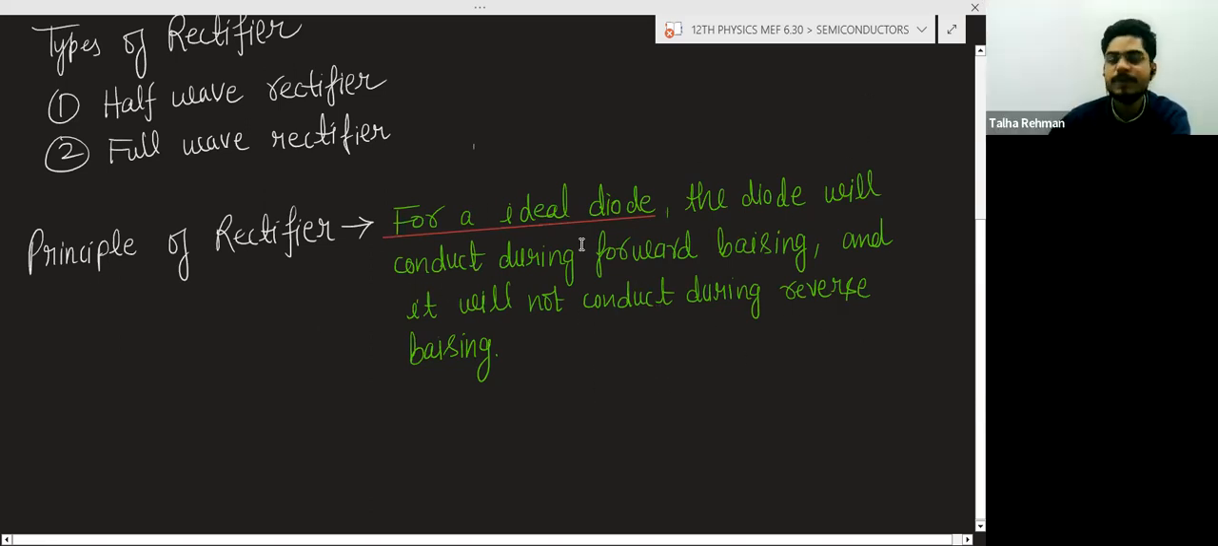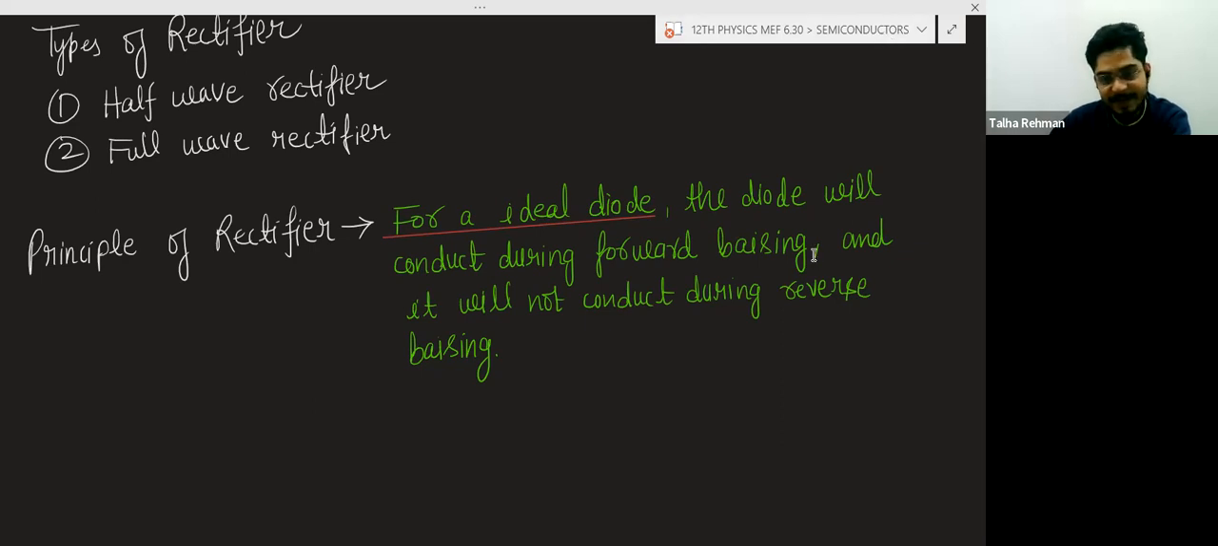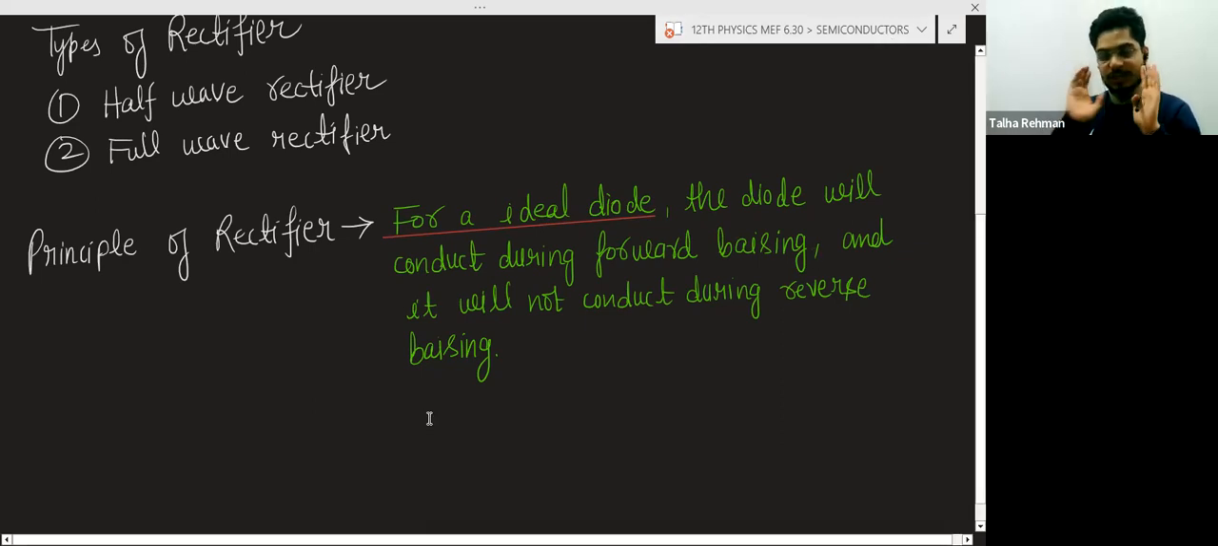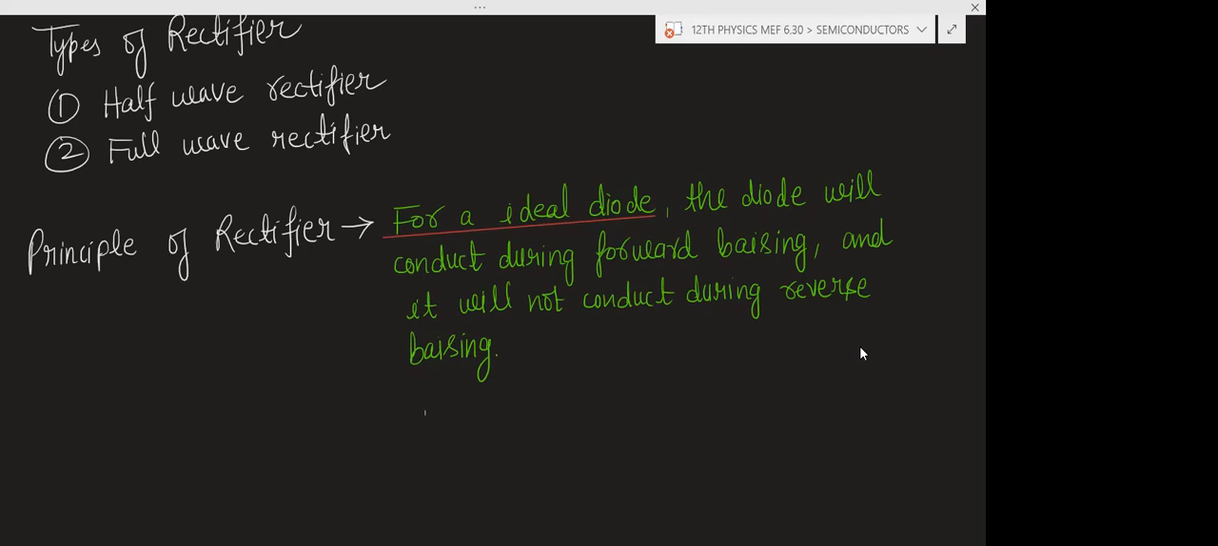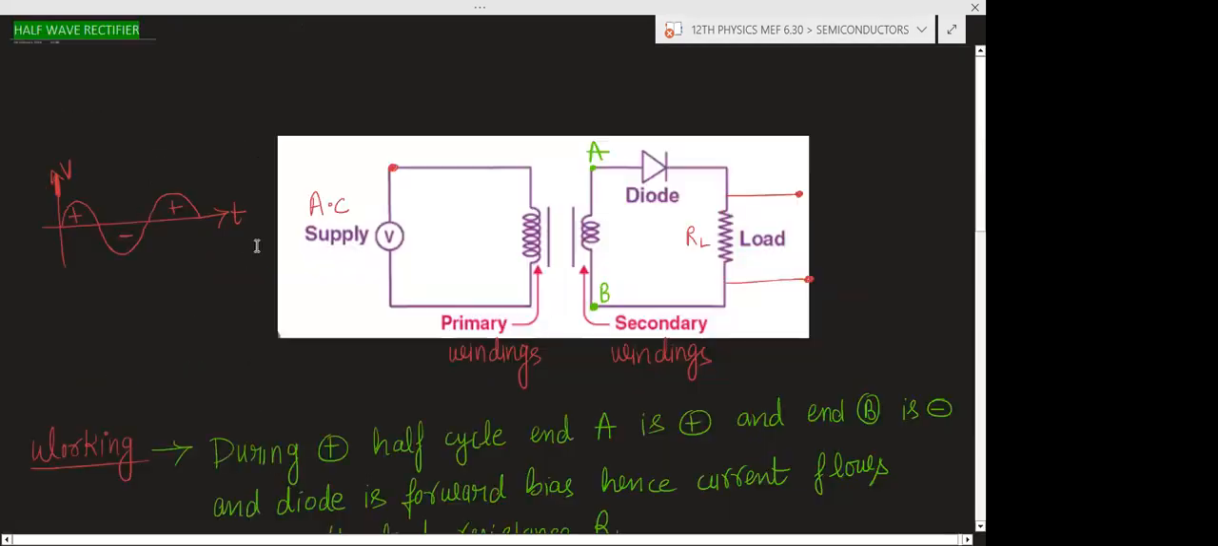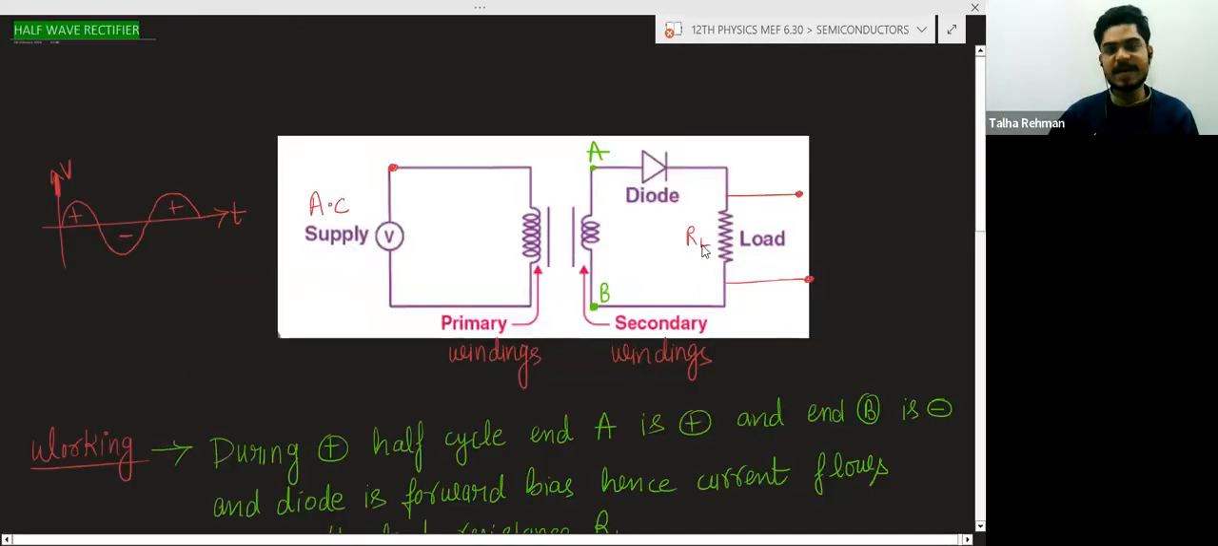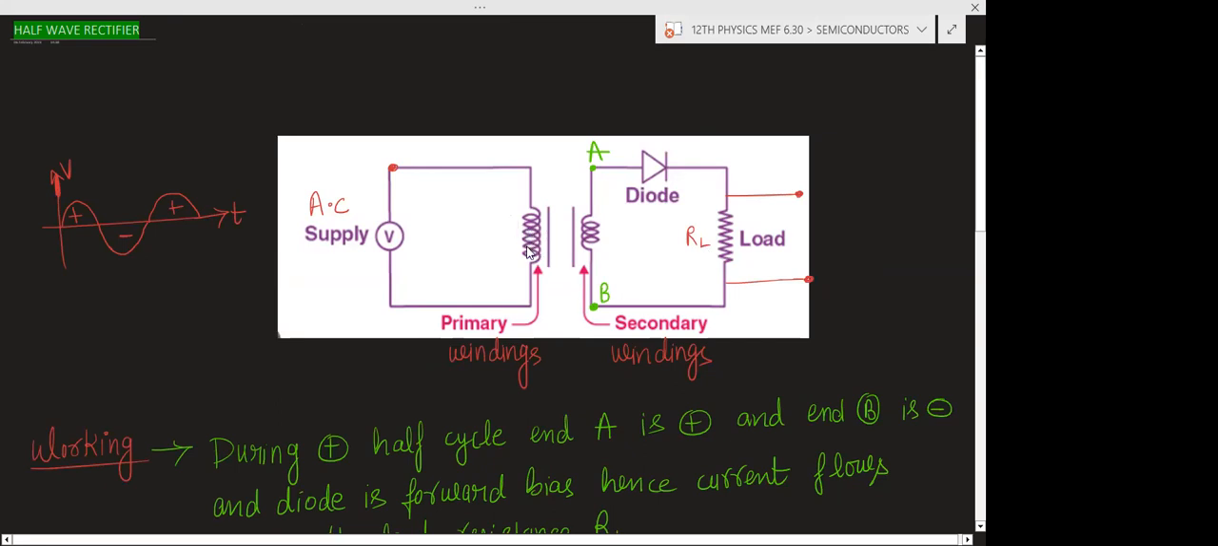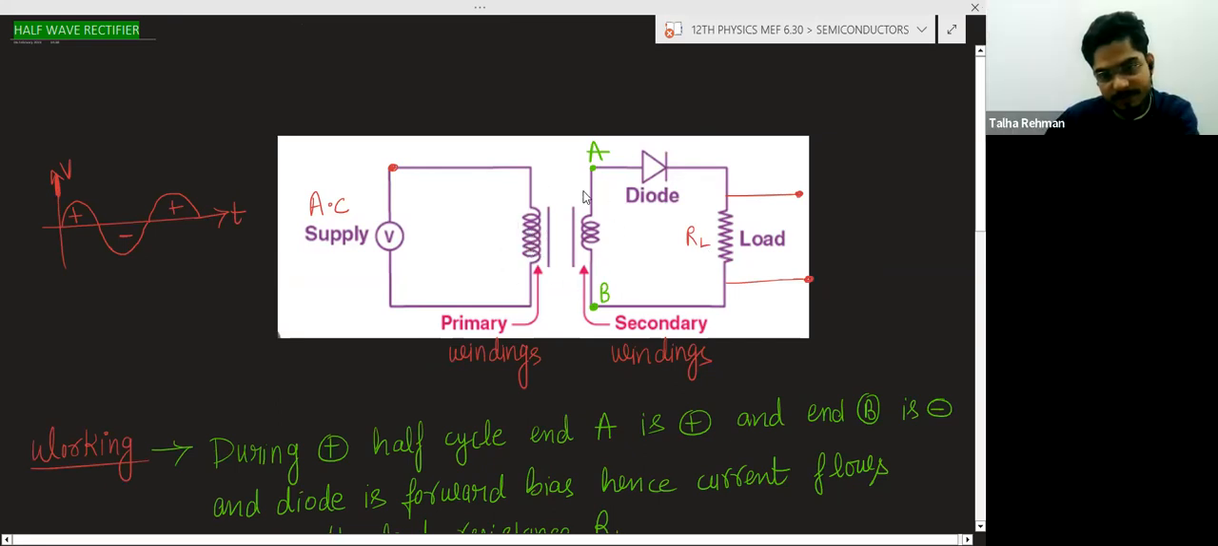So this principle will be used. Now very simple. You should know how to draw the diagram and the working and all these things. I will explain accordingly. So half wave rectifier first. Basically, this is the diagram of the half wave rectifier. This is a transformer here.